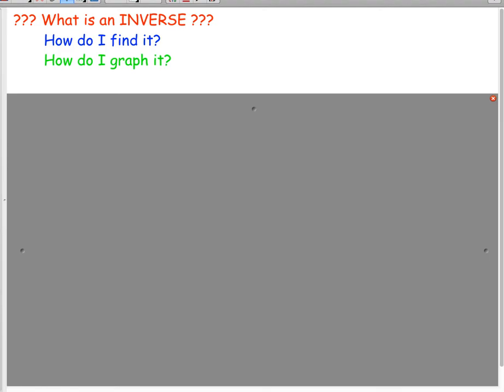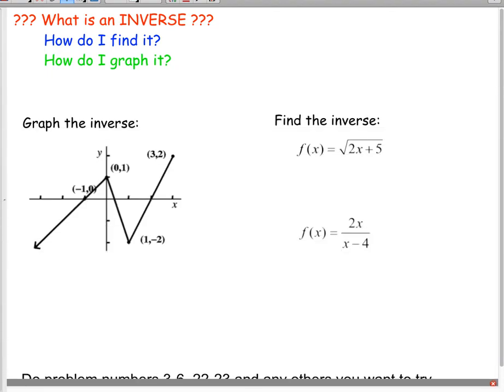All right, what do you remember about inverses? For an inverse, you exchange the x and y and solve for y. That's how I find an inverse. How do I graph an inverse? Well, a graph of the inverse is a reflection about the line y equals x. However, sometimes what I do is I just exchange all of the x and y values and then regraph it. So I'll do a couple with you here.